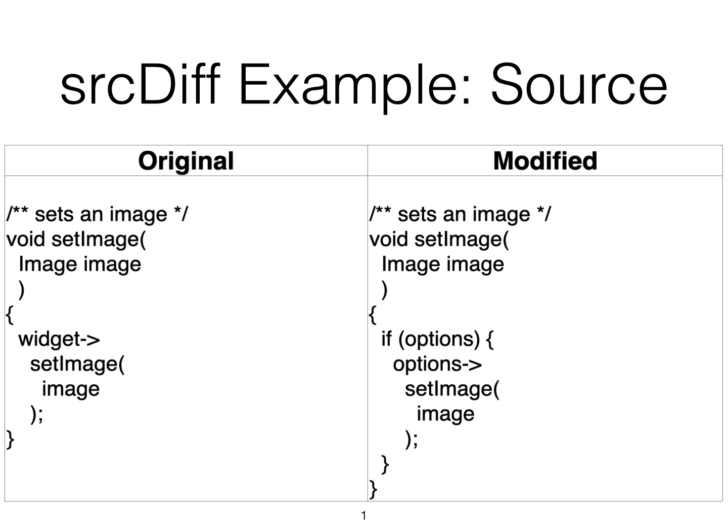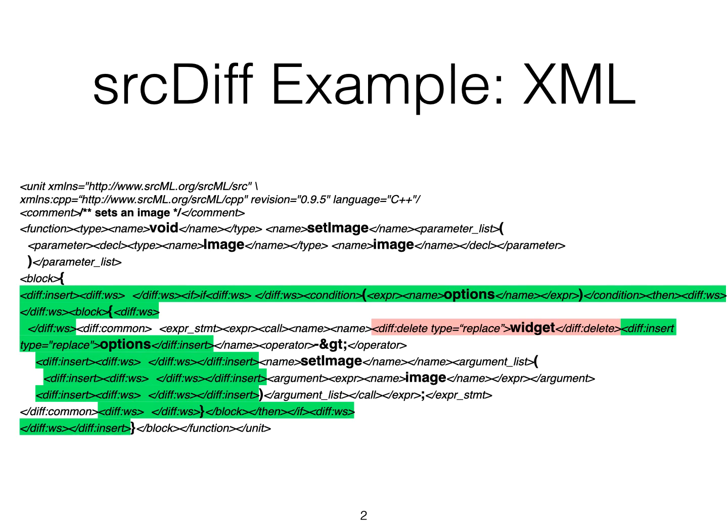Here is an example source code change modified from a revision to K-Office to fit the screen in the coming slides. In this commit, the statement in the original is wrapped with an if statement and the identifier widget is renamed to options. Here is sourceML marked up with edits as produced by srcDiff. Deletes are wrapped with a diff delete tag, here shown in red, and inserts are wrapped with a diff insert tag, here shown in green. Common code is wrapped with a diff common tag.